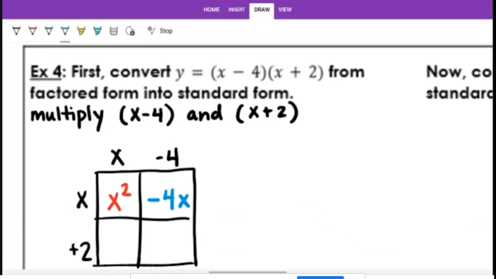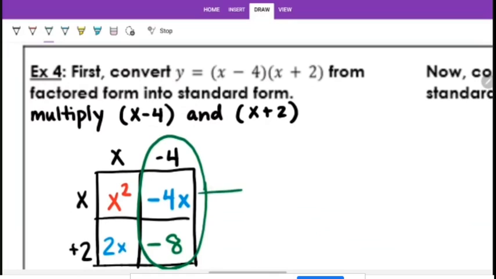On the bottom left box, we have a positive 2 times x. That'll give us a 2x. And in the bottom right box, we have a positive 2 times a negative 4. So again, we're going to end up with a minus. This time it's a minus 8. So notice what happened. The negative 4 made all of this negative, essentially, the things underneath it, because these boxes represented places where we were multiplying by a negative, so it's going to make the answer negative.